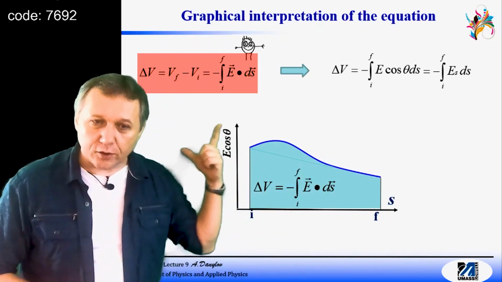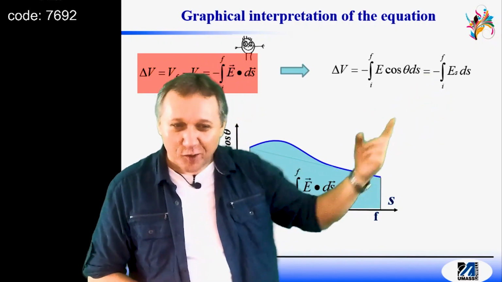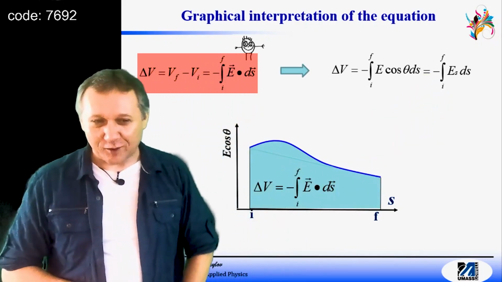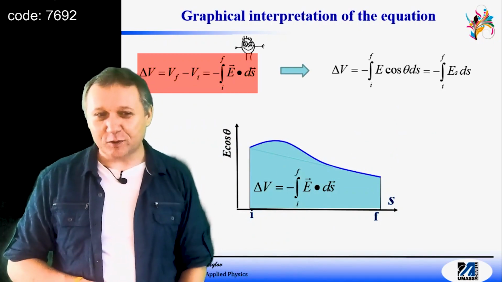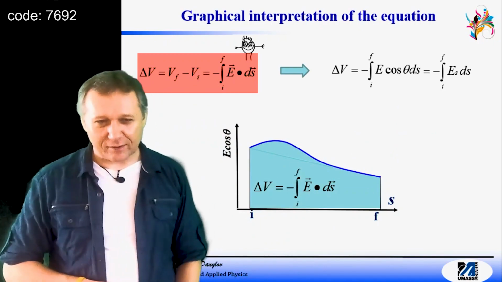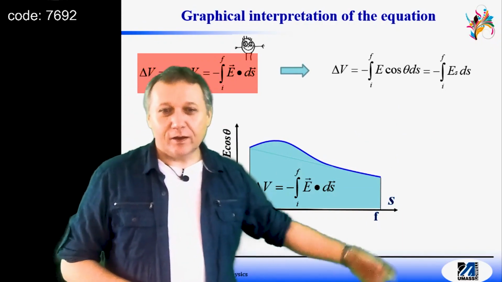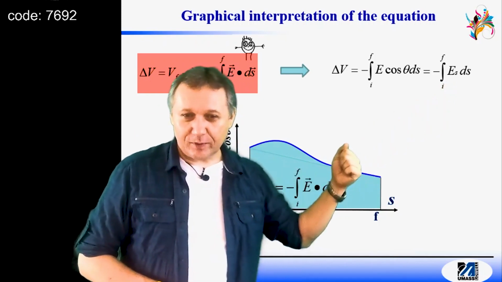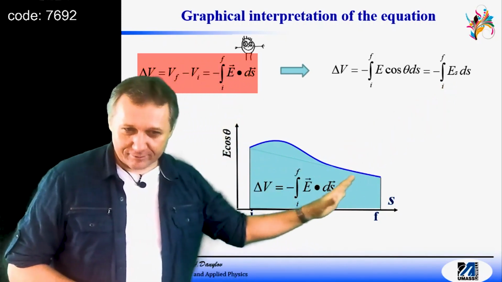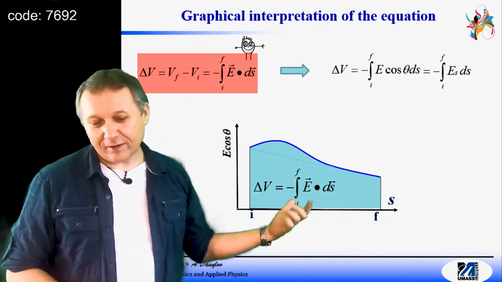But don't forget about this minus. It's a very, very common place for a mistake. Lots of students, sometimes even good students, forget about that minus. Once I remember, I forgot also. So minus integral. It means that calculate area and add minus in front. So area, negative area.